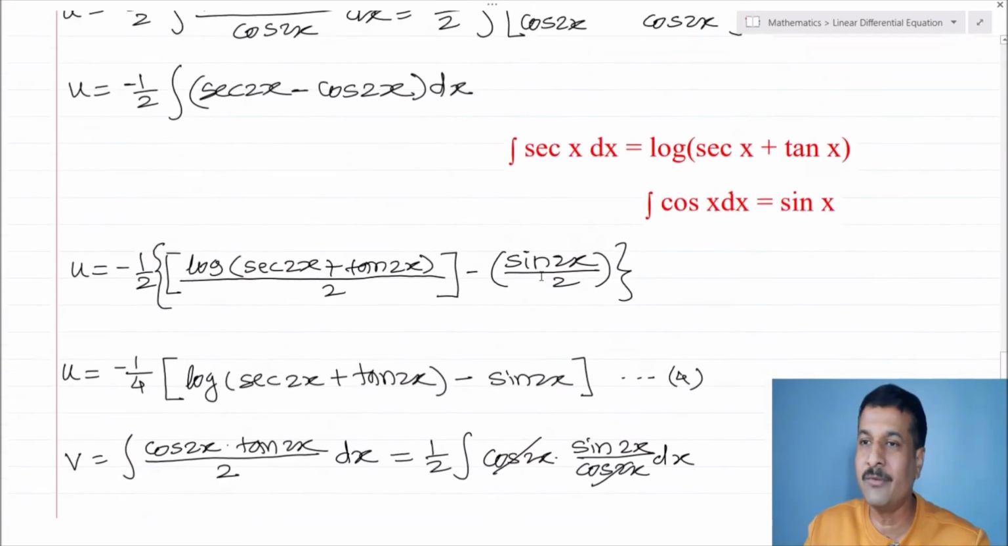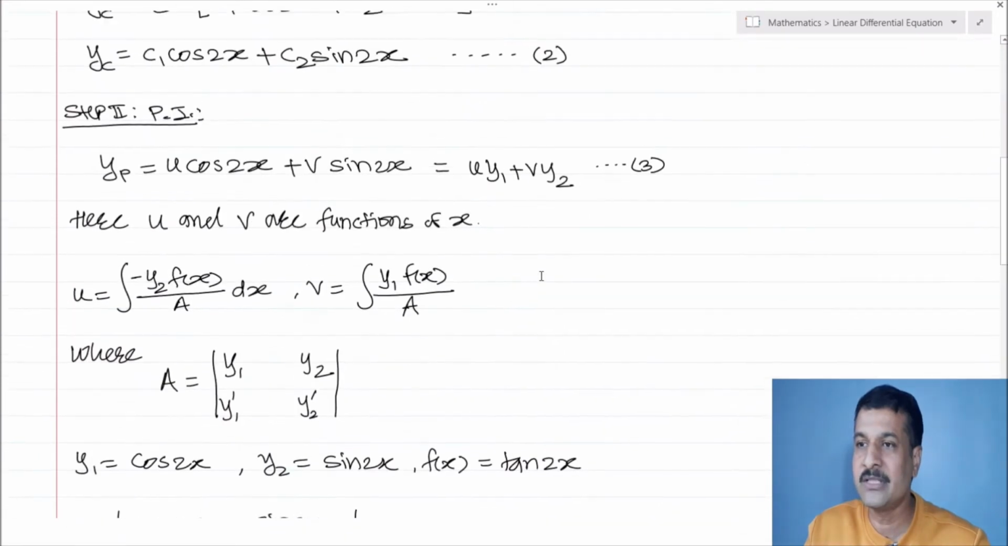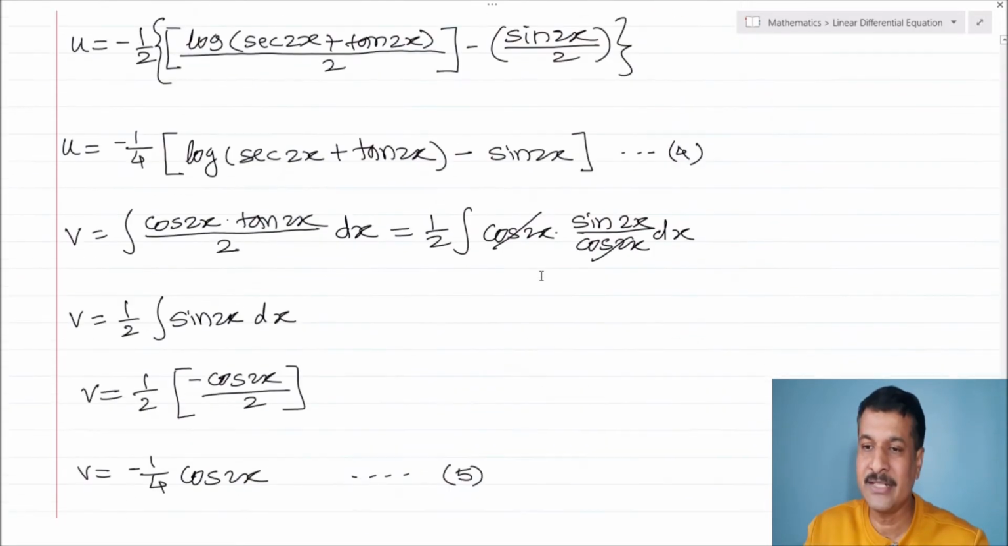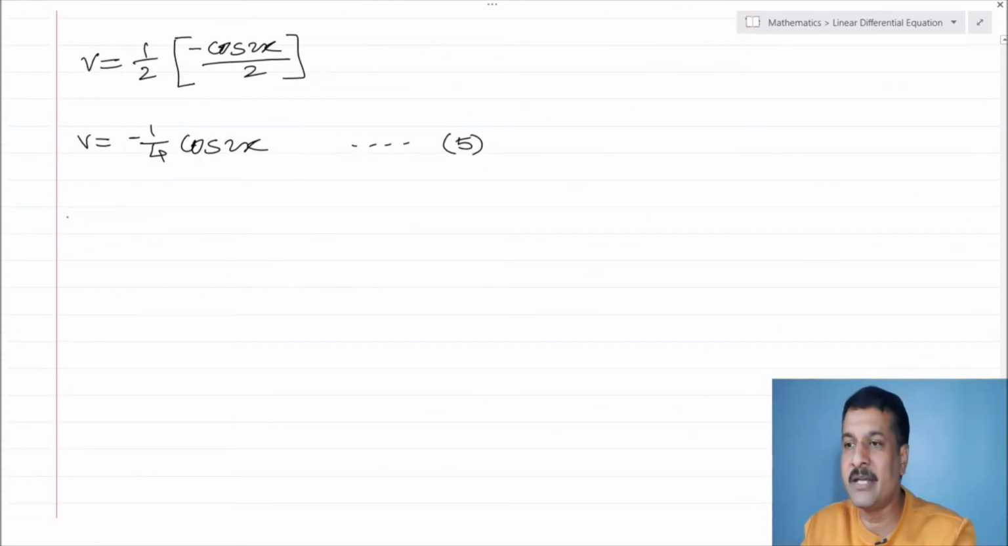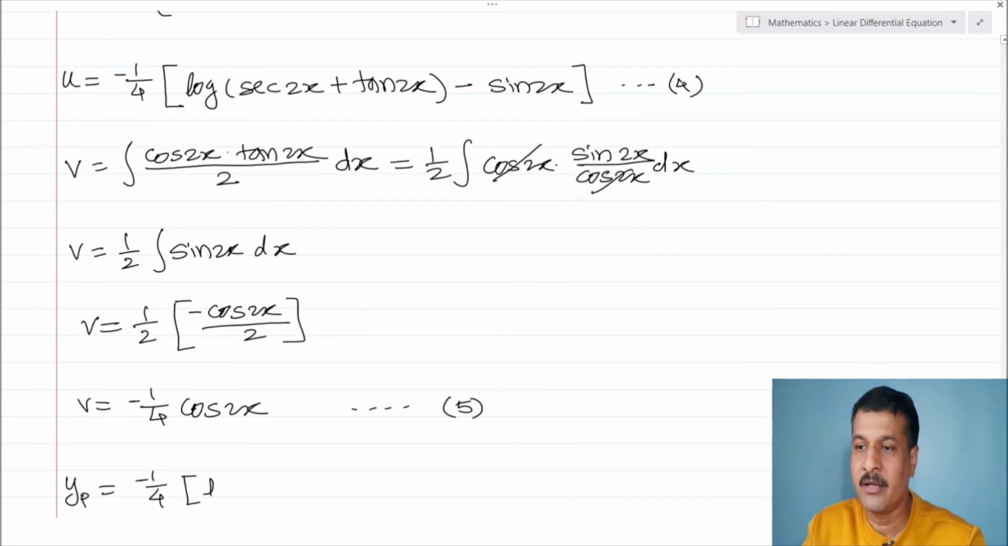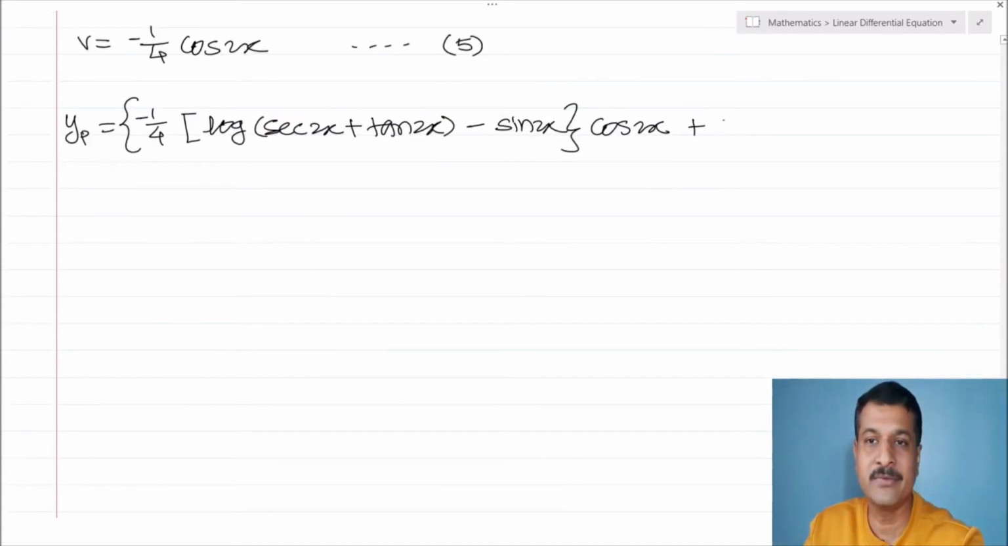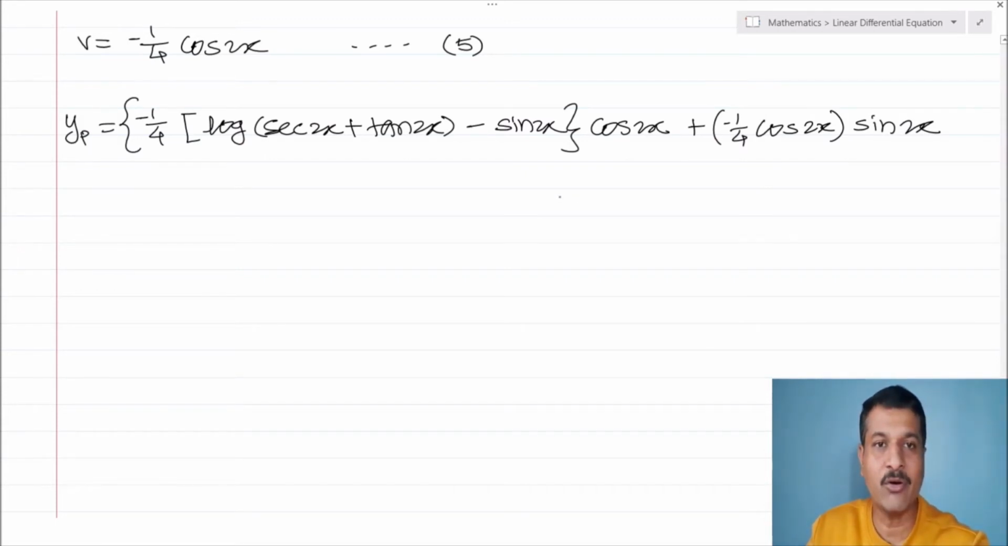So once we have the values of u and v, you substitute these values in equation 3. So u cos 2x plus v sin 2x. So what is the yp now? I am getting yp equal to u. So what is the value of u? Minus 1 by 4 into log of sec 2x plus tan 2x minus sin 2x, into cos 2x, plus v into y2. So what is v? It is minus 1 by 4 cos of 2x into sin 2x. So simplify this, definitely some terms will add or cancel.